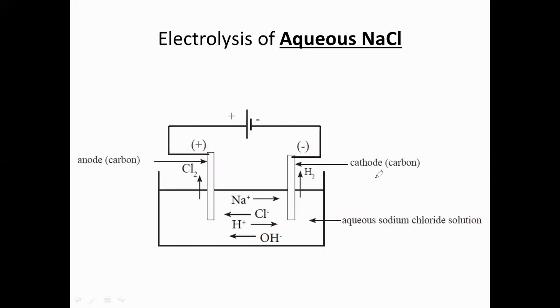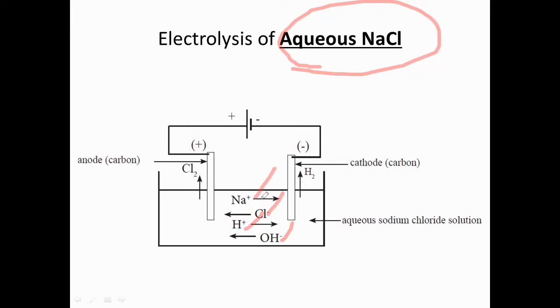Let's see the electrolysis of aqueous sodium chloride, which consists of sodium ions, chloride ions, as well as hydrogen ions and hydroxide ions from the water.